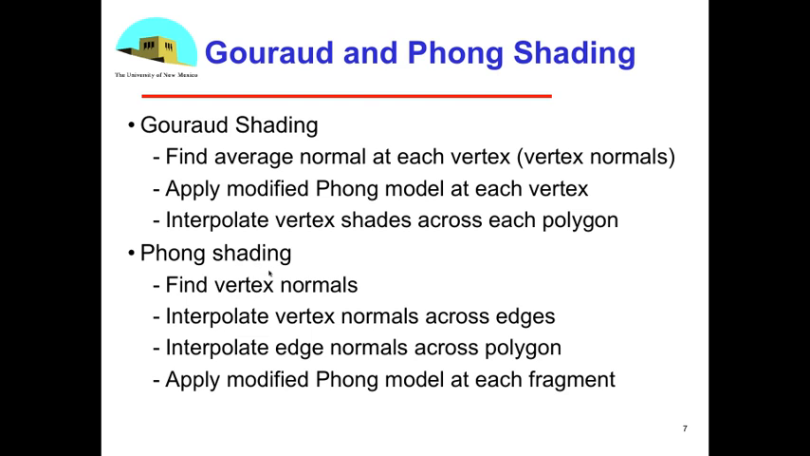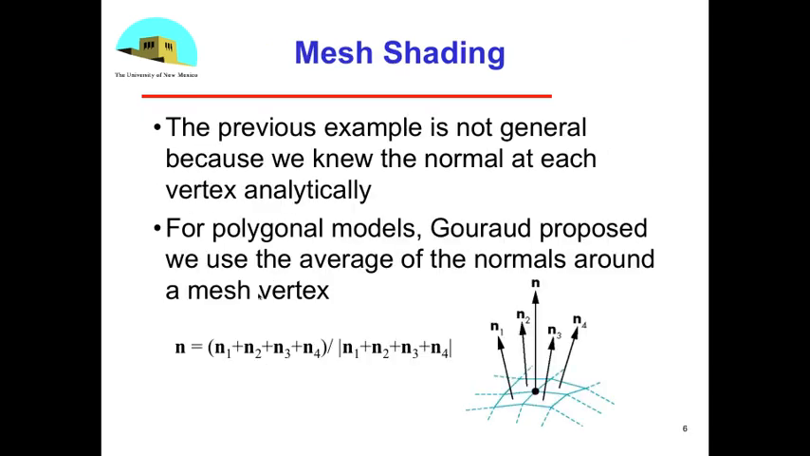Phong said, wait a minute, I can do better than that. What if I find the vertex normals, and then interpolate along the edges? So what he said is, let's compute a vertex normal over here by averaging. Let's compute another vertex normal over here on the left by averaging these four polygons. Let me interpolate across that using just a little linear interpolation. Do the same thing for all of these other edges. Now I can interpolate the normals inside, given what are called the edge normals, and apply the model at every point corresponding to every fragment in here.